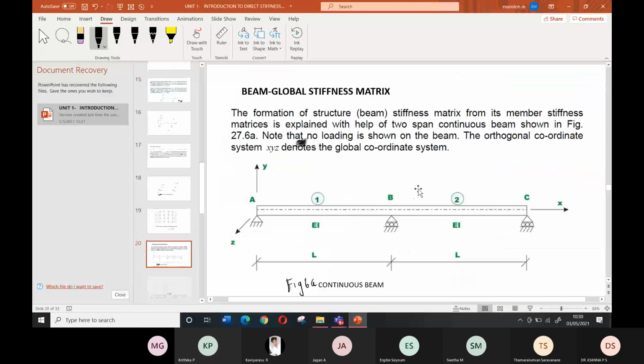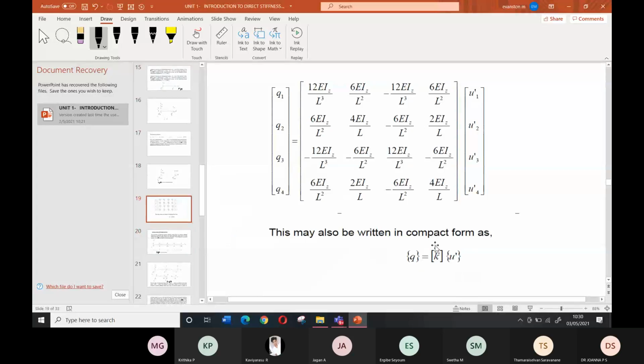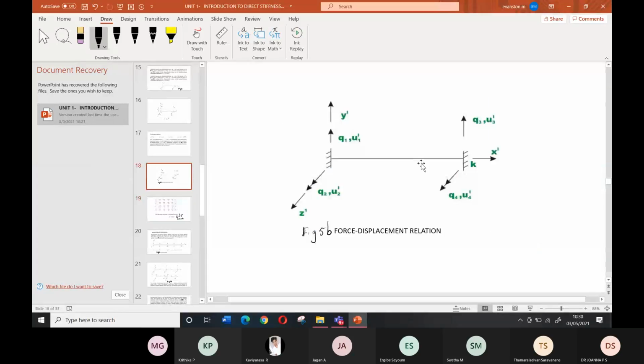Then what is the equilibrium equation? The force equilibrium equation is P equal to Ku. K is the stiffness matrix, u is the displacement matrix, and P is the load vector. This you have to know.